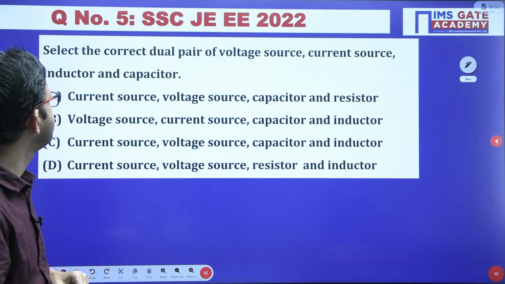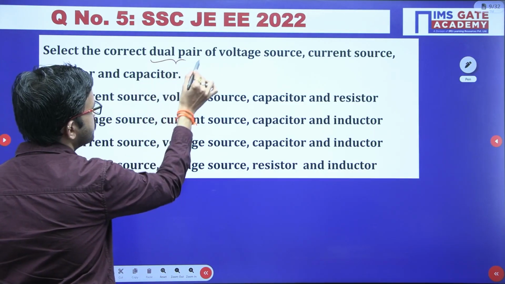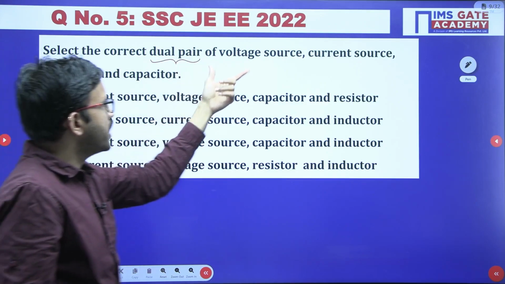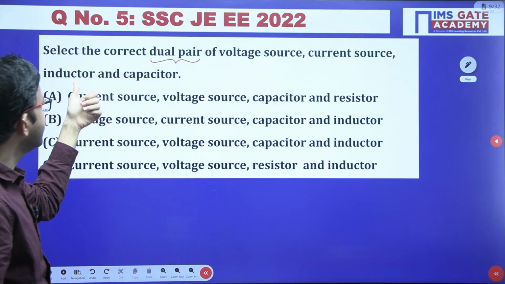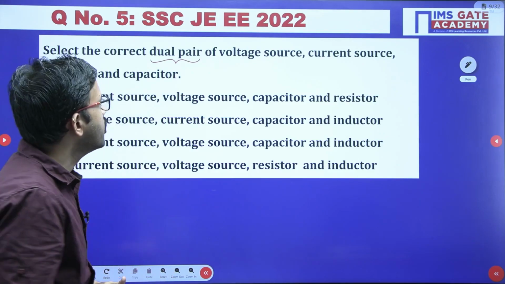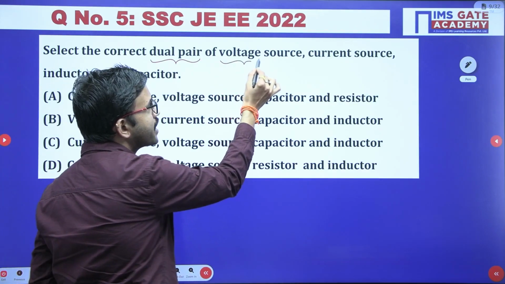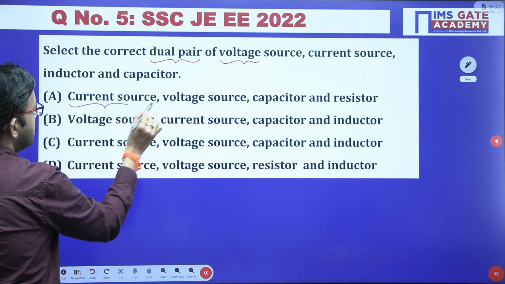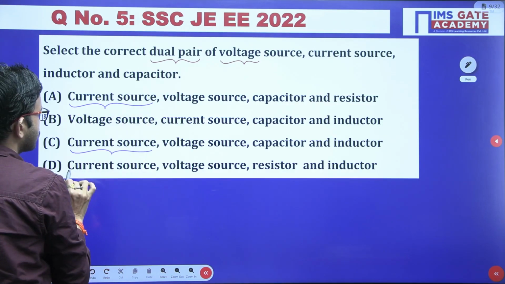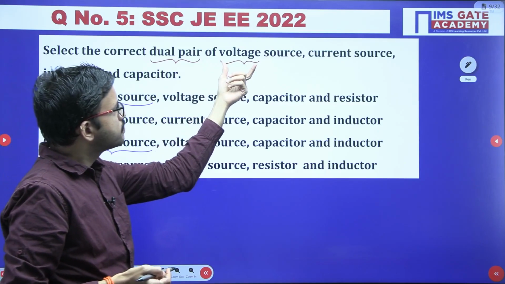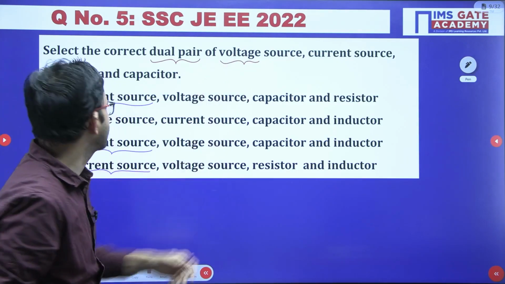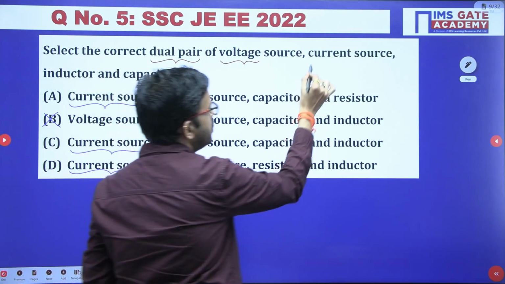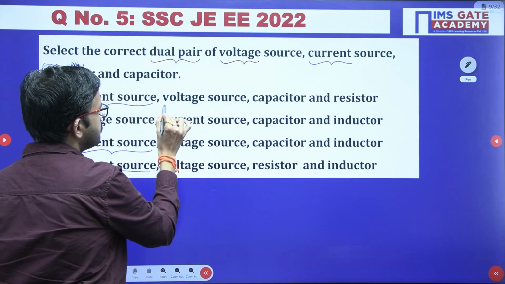It is very simple. Here also they are asking for the dual pair. In this question they have given four terms: voltage source, current source, inductor and capacitor. Just now I mentioned that the dual of voltage is current, so the dual of voltage source is current source. Regarding current source, you have three choices. The starting parameter is voltage source, whose dual is current source, so we can eliminate option B. Next, the dual of current is voltage.